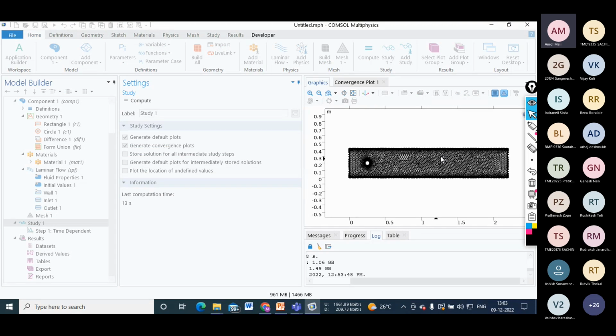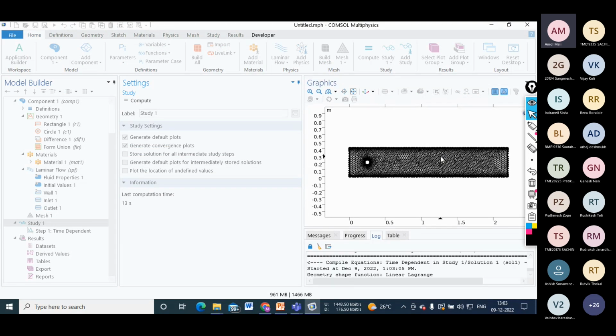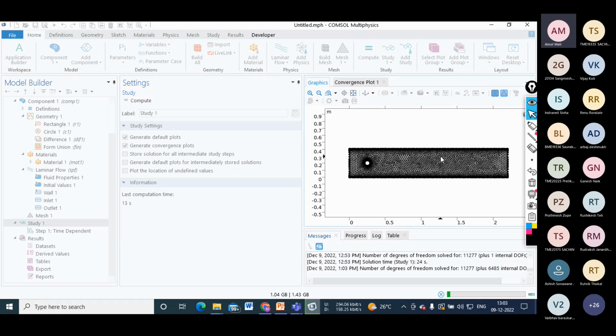So you can see some difference between the stationary study and the time dependent study. What changes in the stationary study? The parameters are not varying with respect to time, but here in time dependent, which parameters? In laminar flow, what will there be? Pressure and velocity. So that pressure and velocity will vary with respect to time.